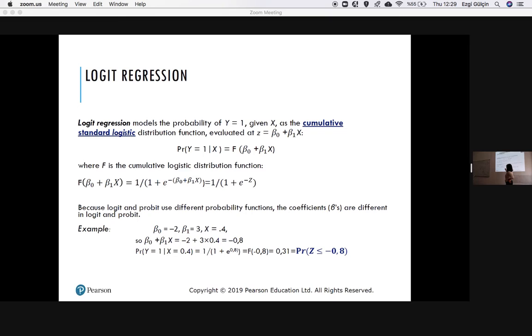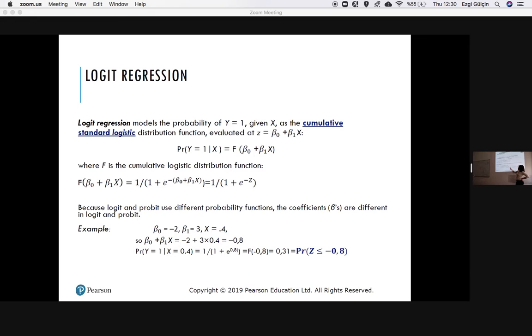So again, when beta 0 is equal to -2, beta 1 is equal to 3, and x is equal to 0.4, we just compute z. Again, it's equal to -0.8. And here, instead of evaluating phi at -0.8, we just compute this formula. This is e to the minus (-0.8), so we have e to the 0.8.